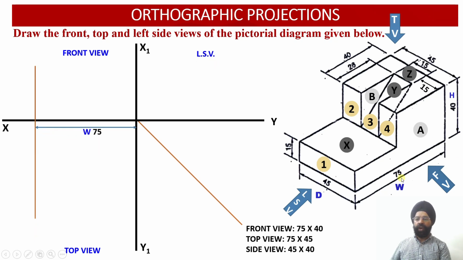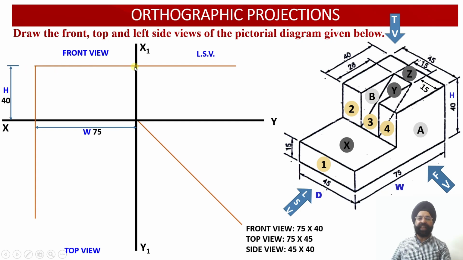What is the width of the solid? The width of the solid happens to be 75 millimeter. The height of the solid happens to be 40 millimeter. So the front view rectangle that we are going to get, corresponding to the front face of the solid, will be 75 millimeter width and 40 millimeter height. So please check, we have drawn 75 millimeter width and 40 millimeter height.